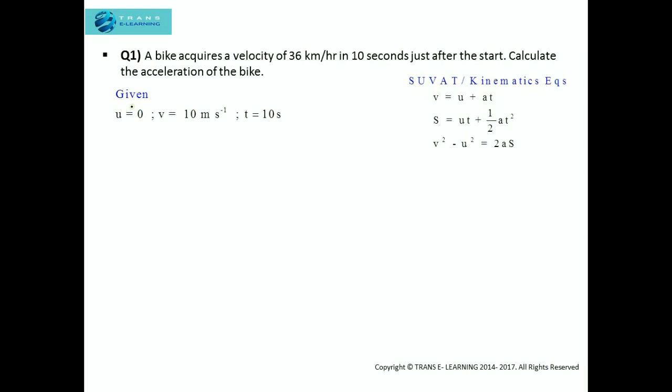So here, which of the SUVAT equations or kinematic equations should we use? For that we have to see what is given. u is given, v is given, and time is given. So distance is not given. As these two SUVAT equations require the value of distance, we will not consider these two because there is no value of distance given in the question. So we will be using this equation to find acceleration. That is v is equal to u plus at.